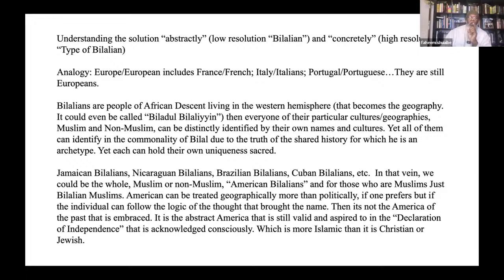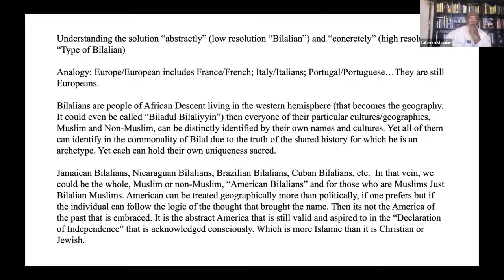That area, the whole Western Hemisphere where we reside, could even be called, when you're talking about us, Biladul Bilaliyin. Bilad is the country or the region of the Bilalians. So it's like Bilad as-Sudan when you talk about the land of the Blacks. So it's the land of the Bilalians.